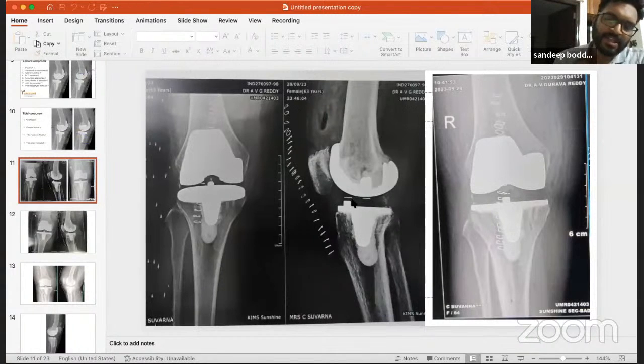Yeah, mobile bearing. There are also mobile bearings in revision TKRs in DePuy also. Mobile bearing implants are there. In primaries, yeah, take it as Buechel-Pappas.